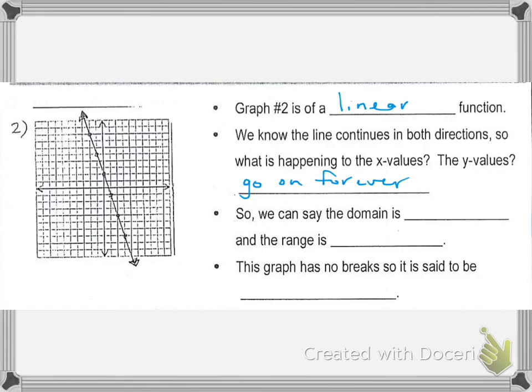So now, Jefferson, we could say the domain is what? It's all real numbers. Brayley, the range is also what? All real numbers, because it goes on and on forever. Since a graph has no breaks, it is said to be... I'm sorry, it's not concrete, it's continuous.